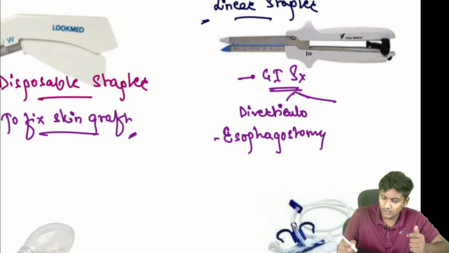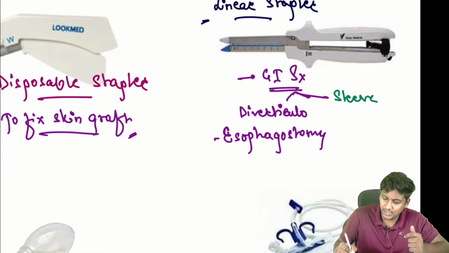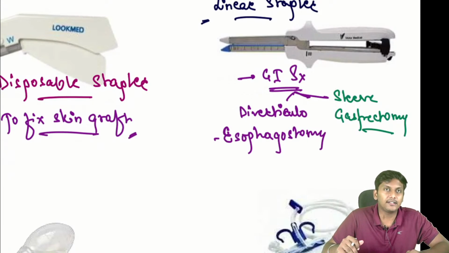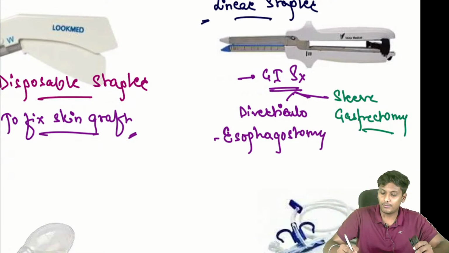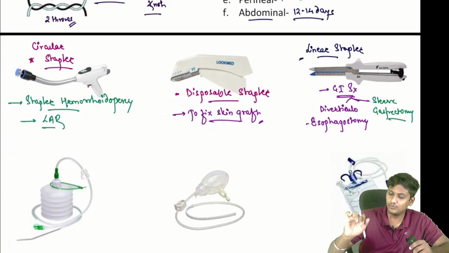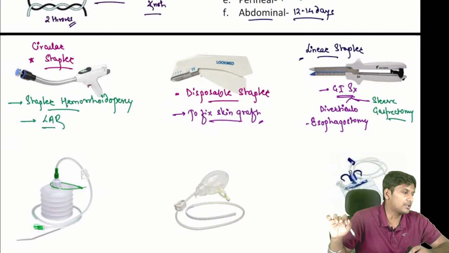And the second one that you have to remember is definitely sleeve gastrectomy. Okay, that is a bariatric surgery that we are going to study. What is the sleeve gastrectomy? I'll talk about that later. Definitely, we are going to reduce the size of the stomach. That is what is sleeve gastrectomy. Okay, so that is important. So for these two surgeries, definitely we commonly use this linear stapler.